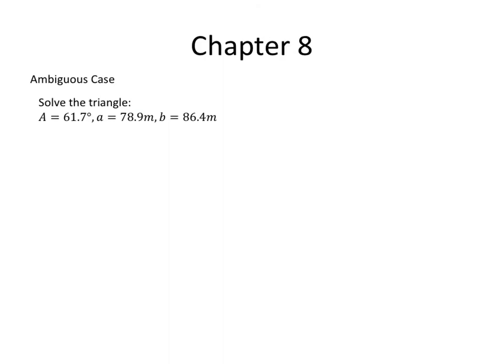Next is the ambiguous case of a triangle. Now, I'm not going to ever tell you, hey, by the way, this triangle is ambiguous case. You have to figure it out. So the way you do that is you draw your triangle and you start labeling. Now remember that side A is opposite angle A, so this is side A. And then side B is opposite of angle B, so that right there is side B.